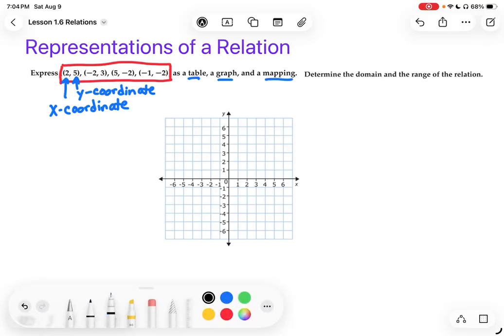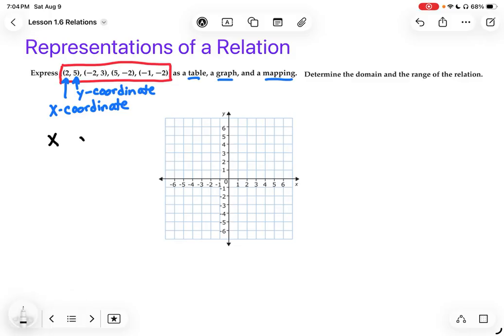And the table is very simple. A table just means we're going to make two columns, one for the x coordinates and one for the y coordinates. And we're just going to put them in order. So our first ordered pair is 2, 5. So we'll put the 2 in the x column and the 5 in the y column. And then our next ordered pair is negative 2, 3. So negative 2 in the x column and 3 in the y column, like so. Our next ordered pair is 5, negative 2. And our last ordered pair is negative 1, negative 2. And there's our table.